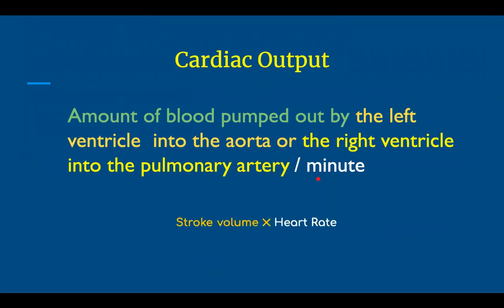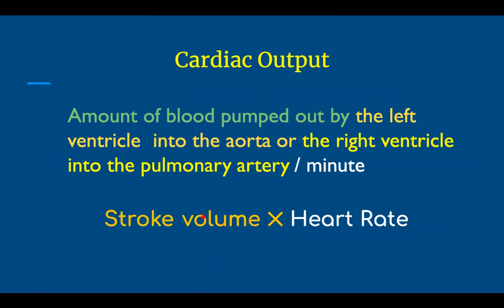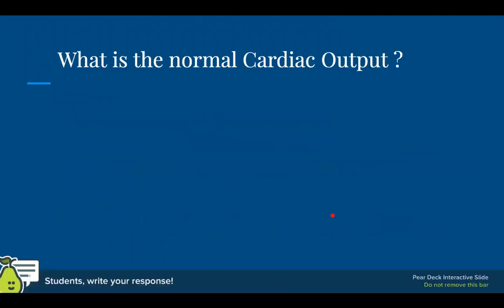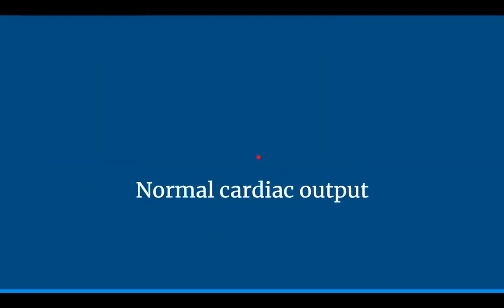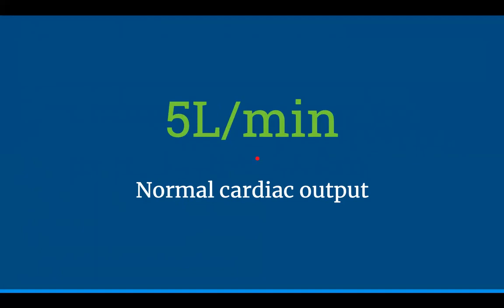It is equal to stroke volume into heart rate. So stroke volume being 70 ml and heart rate being between 60 to 100. Now you can calculate for yourself the value of normal cardiac output. I'll give you about 15 seconds to calculate the value of normal cardiac output. So 70 into anything between 60 and 100, that is a normal value. So 70 ml is the stroke volume, and if we take the normal heart rate to be equal to 70 per minute, then cardiac output is 5 liters per minute.